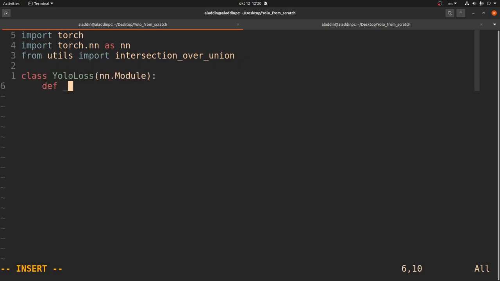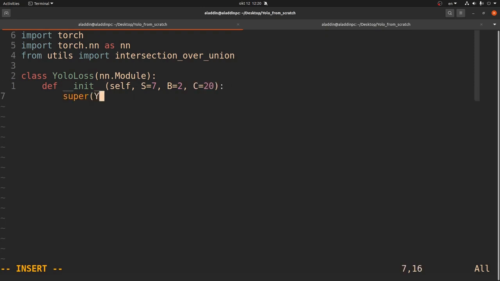We're going to define init self. We're going to specify the split size S and B for the number of boxes. So we have a 7 by 7 grid. The number of boxes we output for each cell is going to be 2, and then we have 20 classes.